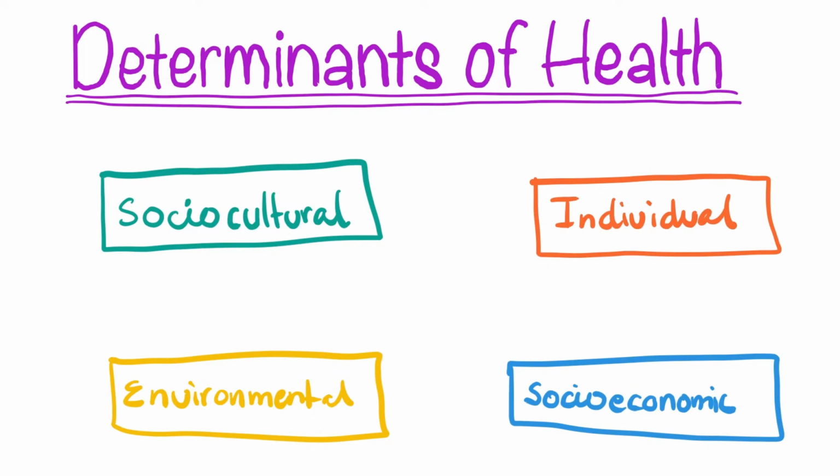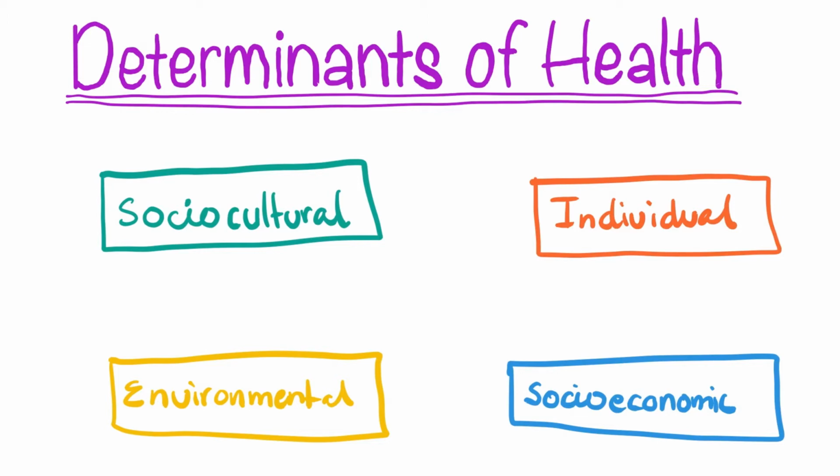The determinants of health are the individual, the socioeconomic, the sociocultural, and environmental factors, which can have both positive and negative impacts or influences on the health of an individual or of certain populations. In this video we're just going to have a look at the sociocultural determinants, but it's important to understand that there are these 4 different determinants of health. When you look at each one of these determinants in depth, you'll be able to see the positive and negative influences for each one and how they can affect an individual or a population's health.